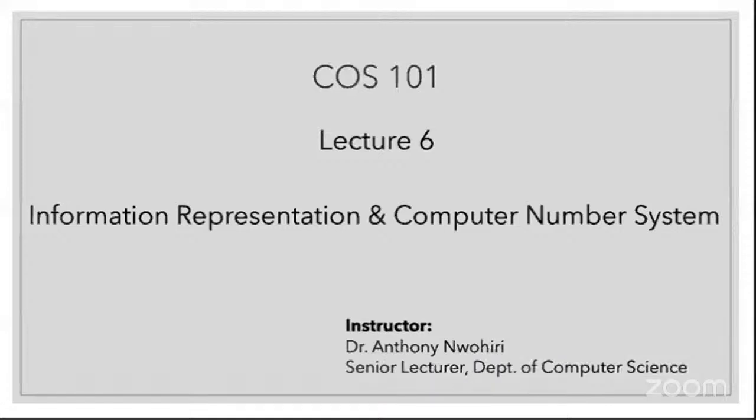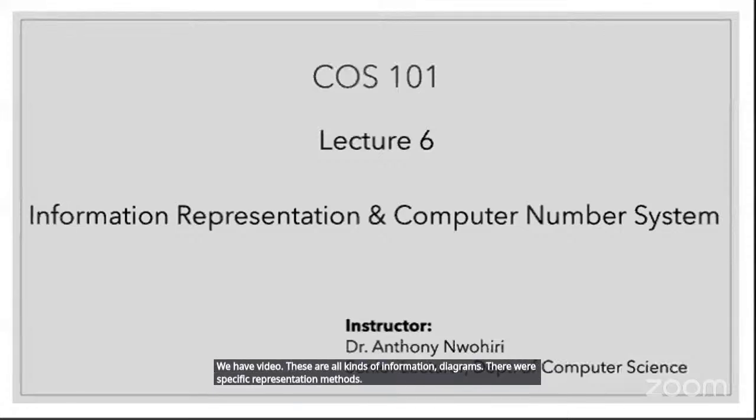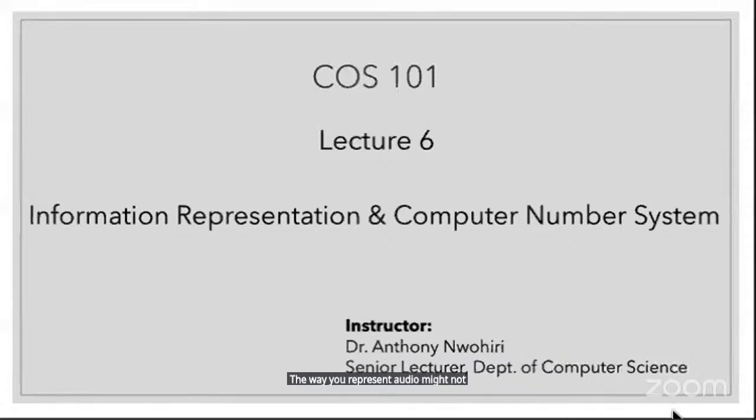So what are the different types of information we have? We have text, T-E-X-T. We have numbers. We have images. We have audio. We have video. These are all kinds of information. We have diagrams and more. They require specific representation methods. The way you represent audio might not be the way you represent numbers. So that is why we have different information representation methods.